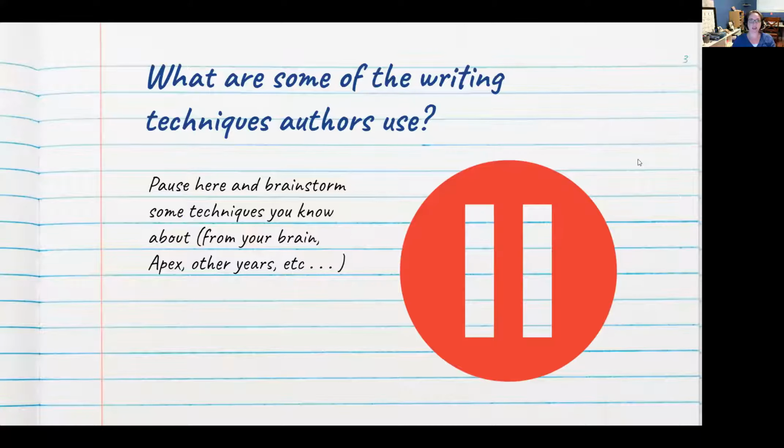So before we get started, I want you to think about what are some of the writing techniques authors use? And I want you to maybe think about what have you learned in the past in other years about what kind of things do writers do? What have you noticed when you're reading your own books? What have you learned from Apex? And just pause right now and take a couple minutes and write down as many ideas as you can. If you don't have a pen and pencil, go get one right now and then write. So pause.